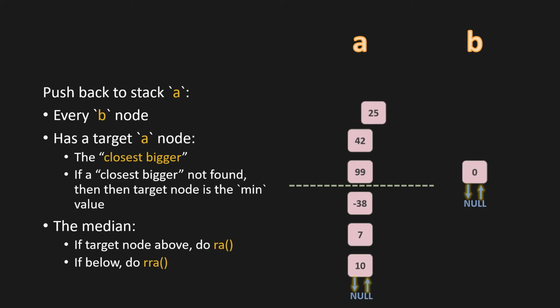Our target node for 0 is number 7. And 7 is below the median line, so we reverse rotate until 7 is at the top.